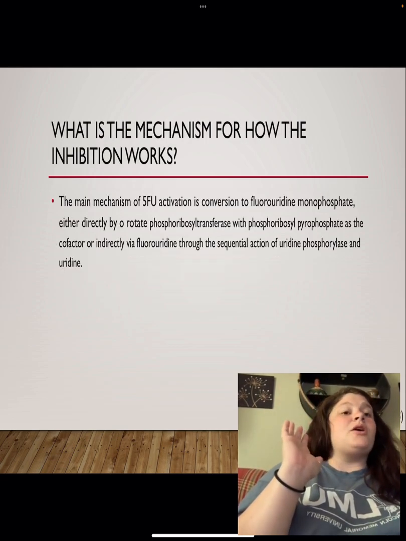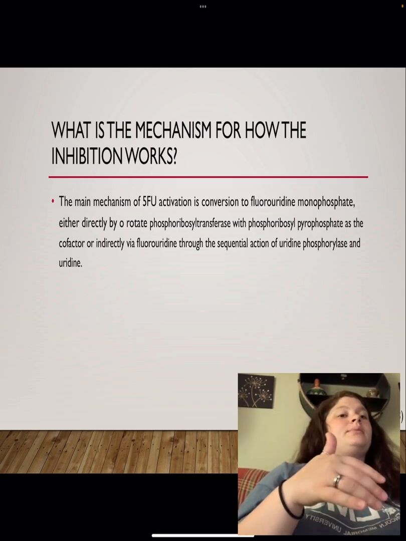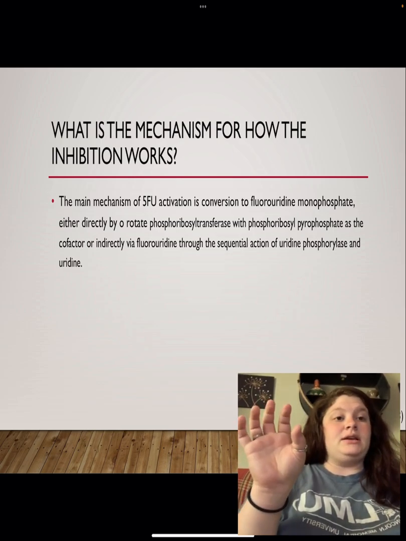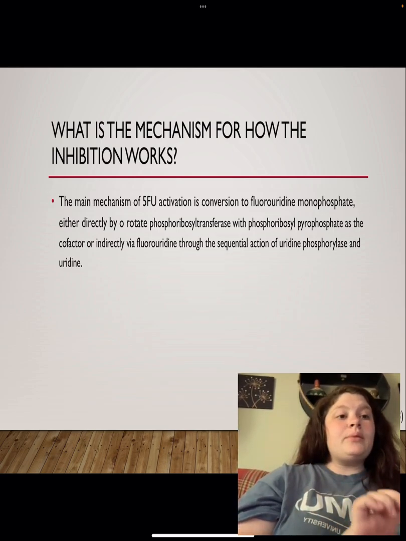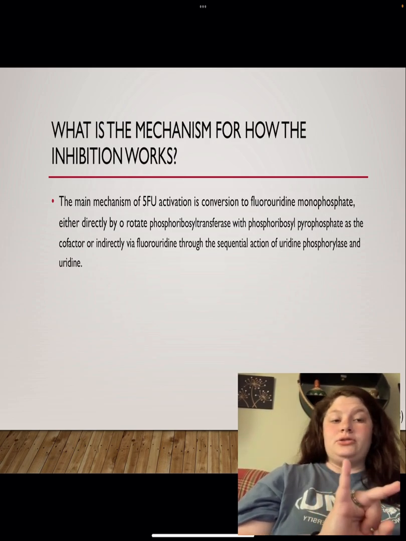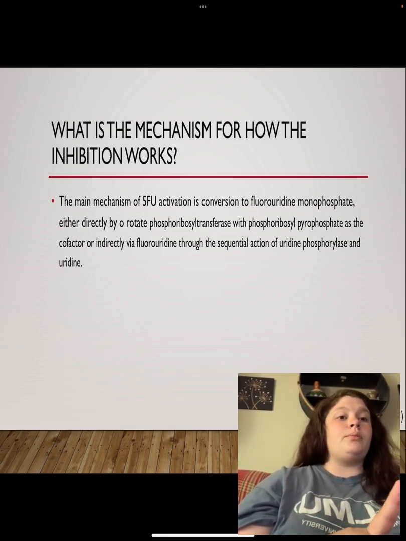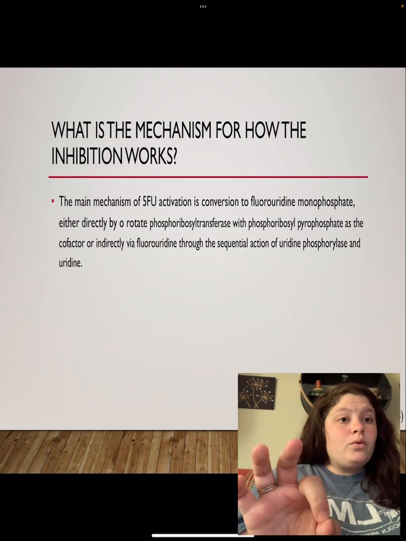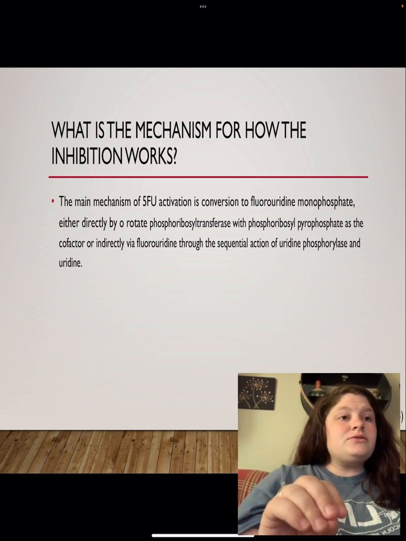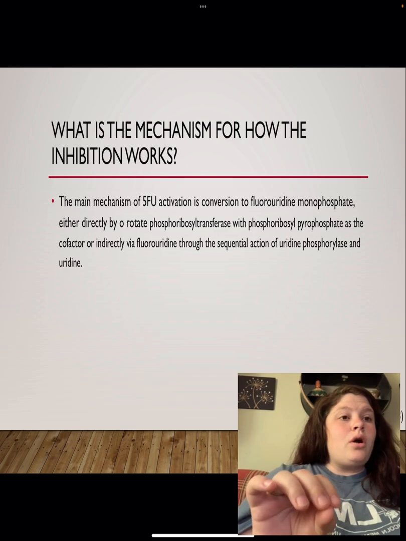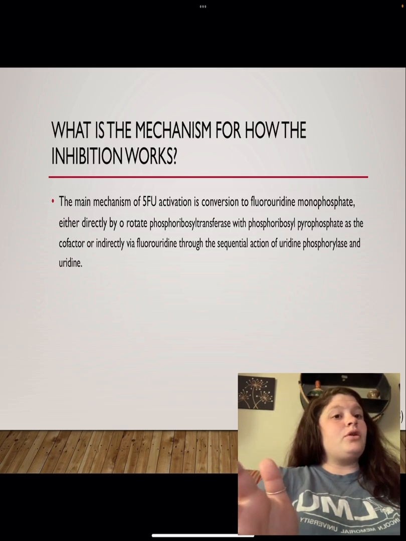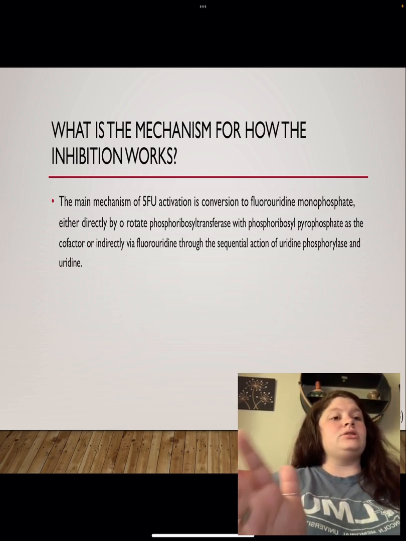mechanism. So what is the mechanism for how the inhibition works? The main mechanism of 5-FU activation is conversion to fluorouridine monophosphate, either directly or indirectly. Directly by orotate with phosphoribosyl pyrophosphate as the cofactor, or indirectly via fluorouridine through the sequential action of uridine phosphorylase and uridine kinase.